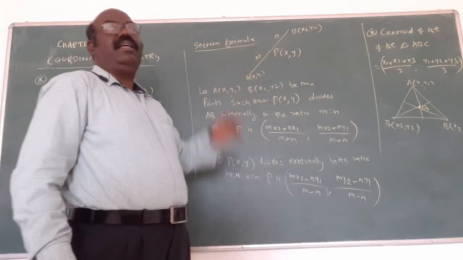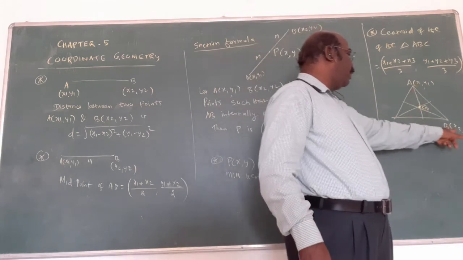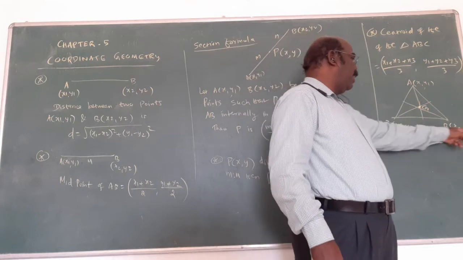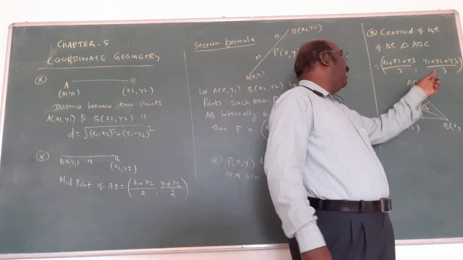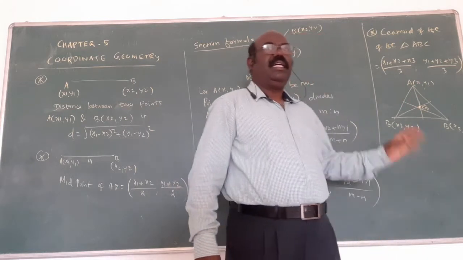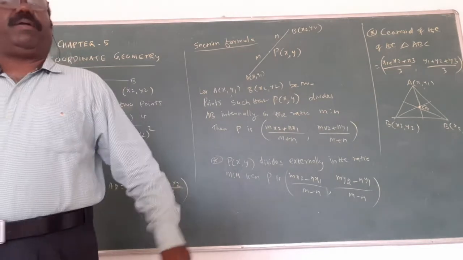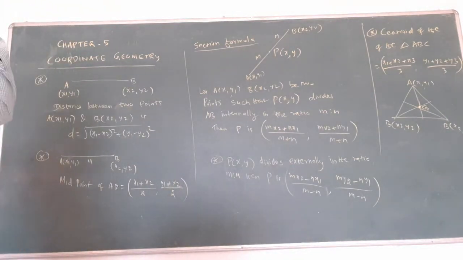Centroid, what is the formula? A simple concept. First coordinate plus first coordinate plus first coordinate divided by 3. Second coordinate plus second coordinate plus second coordinate, divided by 3. This is the formula. These are the fundamental formulas for coordinate geometry.